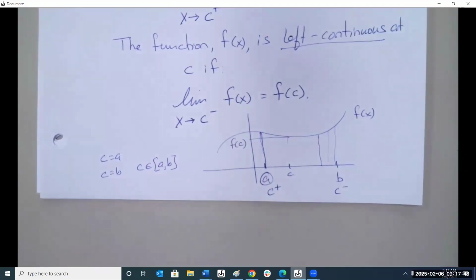So in other words, let's expand this even further. For a function to be continuous at any point in a domain, it has to have the left and right limits existing at each point. For a function to be continuous, every point has to be continuous. If there's one discontinuity, then the function is discontinuous.